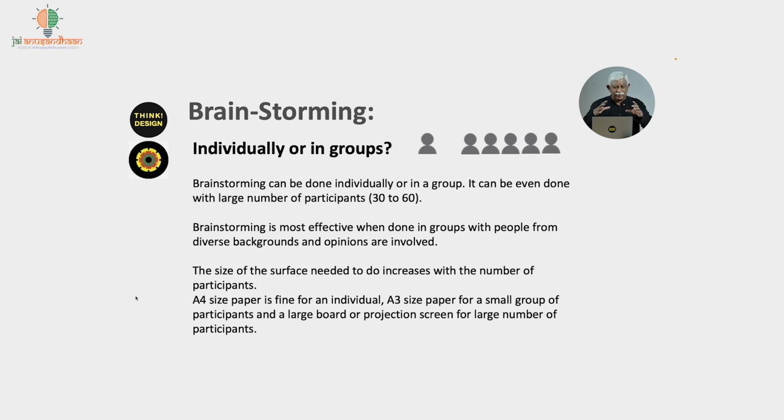The only factor is that the size of the surface on which you note down the keywords would need to increase. If it's an individual, an A4 size sheet, normal paper, would be good enough. If you're doing it with a group, maybe a slightly larger sheet, A3 size, would be comfortable. And if you're doing it in a very large group, do it on a blackboard or use a projection screen, so that everybody can see the keywords being documented.